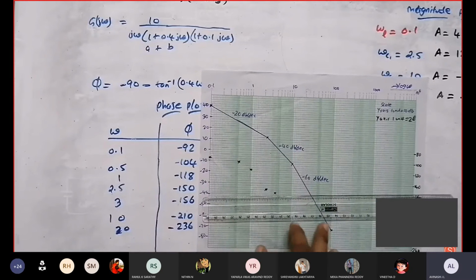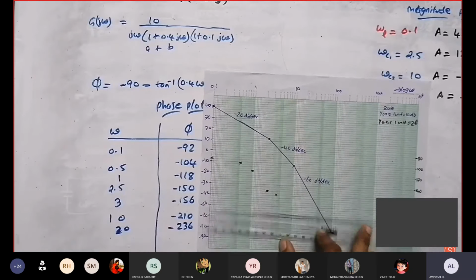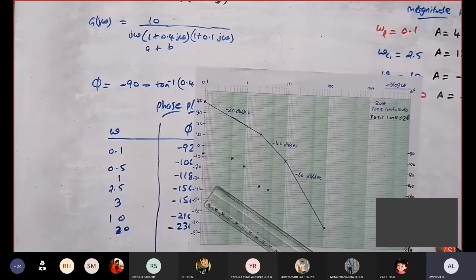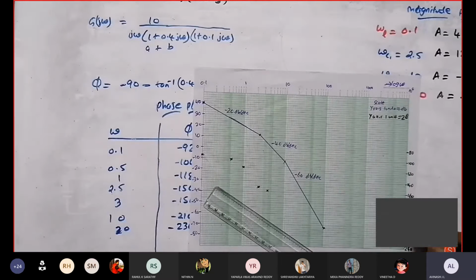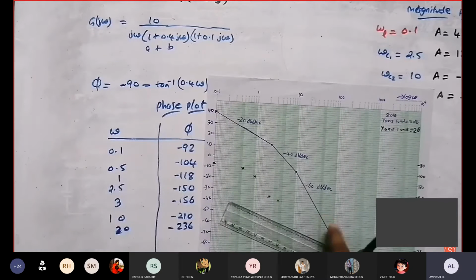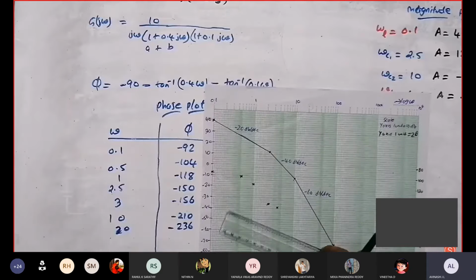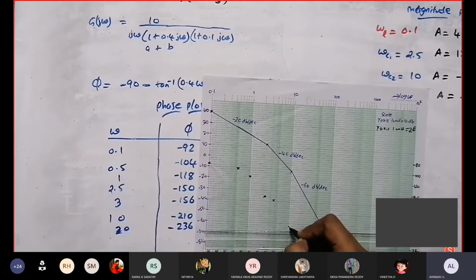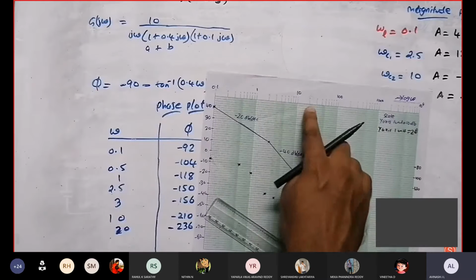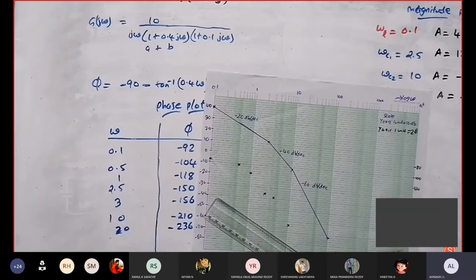Then at 10, my angle will be minus 210. Oh, I made a small mistake here. After 200, the gap is 20 degrees. I wrote 210 here, so 220 I need to plot. 200, 220, 240, and the final value will be 260. At 10, I'm getting minus 210, and my 210 will be approximately here. So you can use a scale and mark the point. Then at 20, I'm getting minus 236. 10 is here, so 20 is here. This is 220 and 240, so 236 will be approximately here.